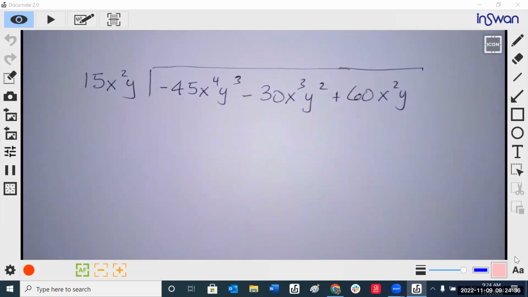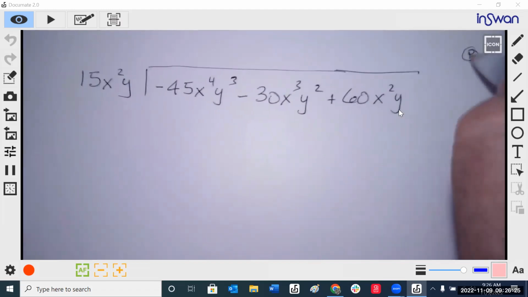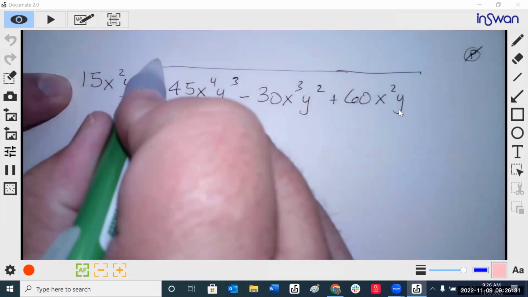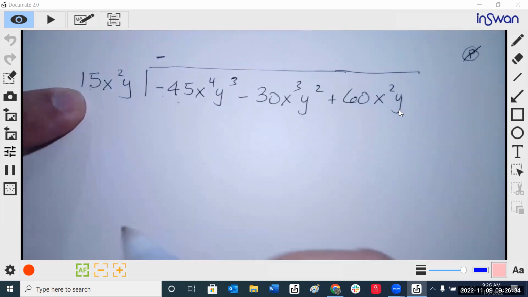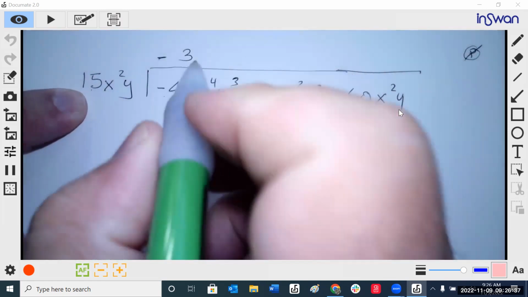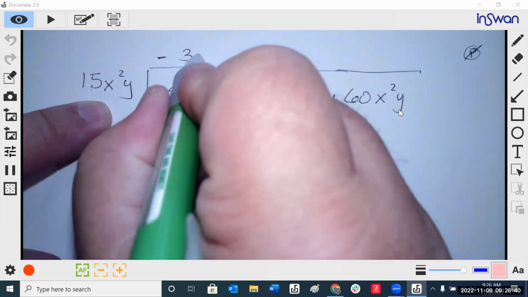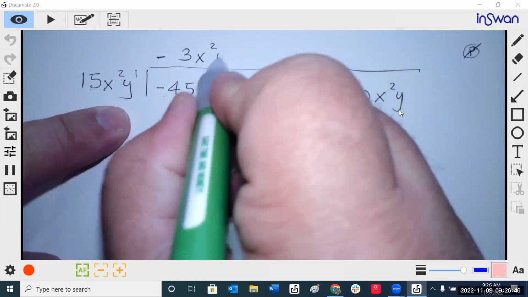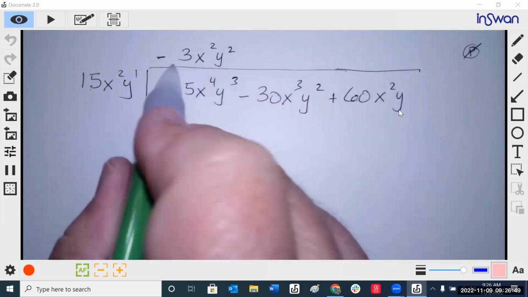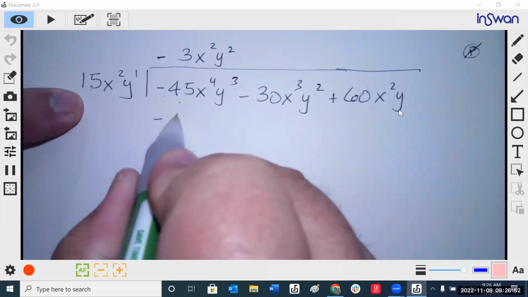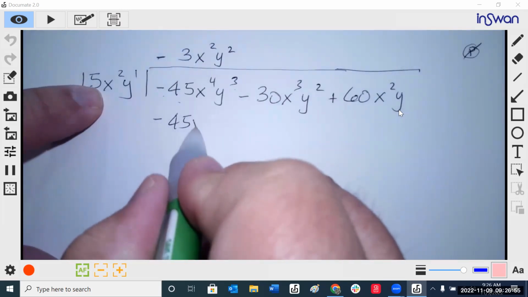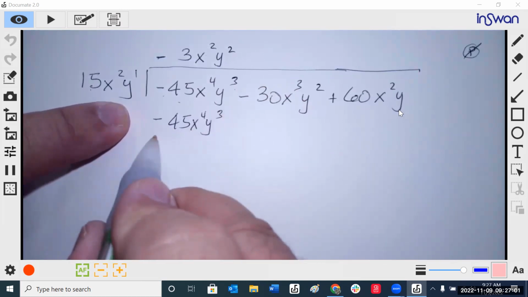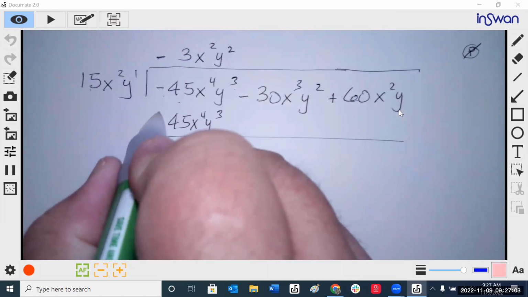Let's try this one first. All right, repeat the same process. Positive times negative is a negative. What times 15 gives me 45? How many more x's do we need? How many more y's do we need? This is y to the one here, we need two more. So negative times positive is a negative. 3 times 15 is 45. x squared is x to the fourth. y squared times y is y to the 3. Change the sign and add.